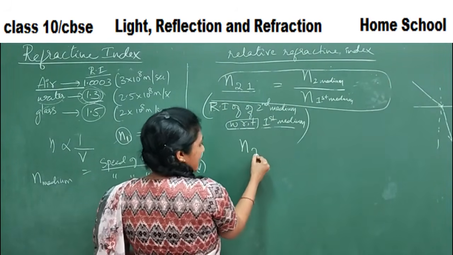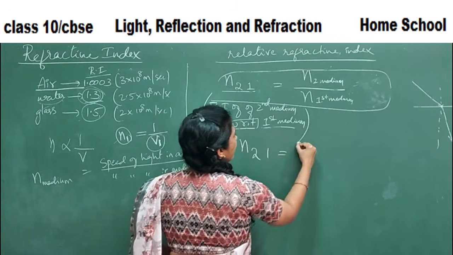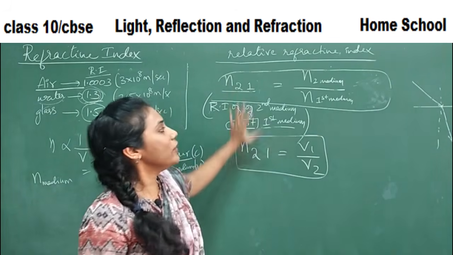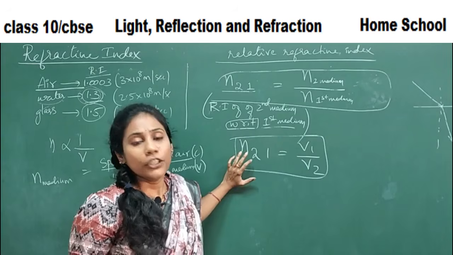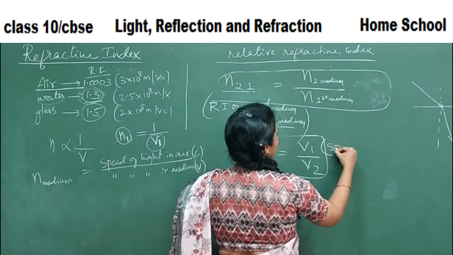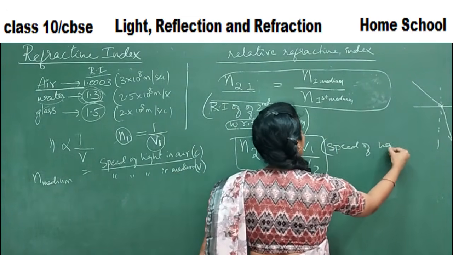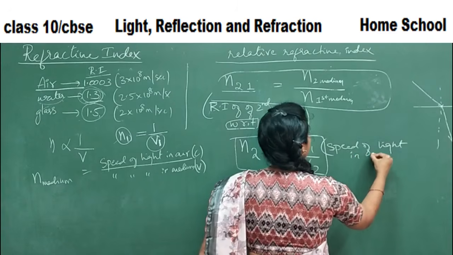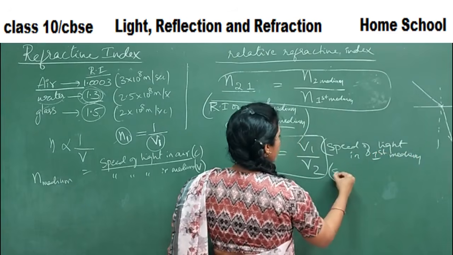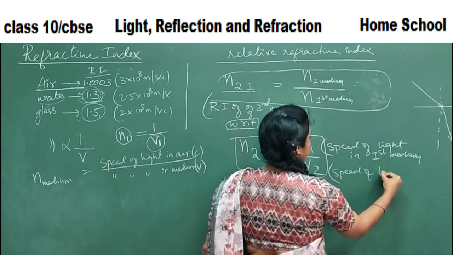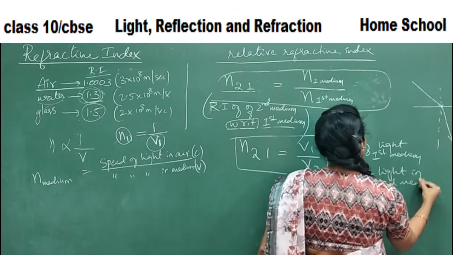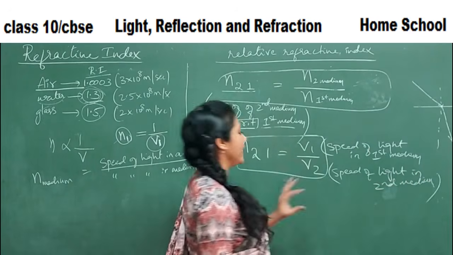Refractive index of the second medium with respect to the first is equal to V1 divided by V2. Two formulas here. Any one you can use depending on the information that they give in a question. Don't worry, I will solve the numericals also. Right? What is V1 here? Speed of light in the first medium. What is V2? Speed of light in the second medium. Okay. So this is one formula.